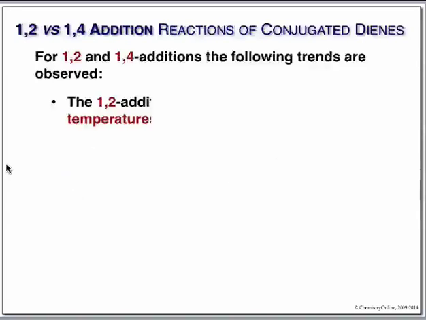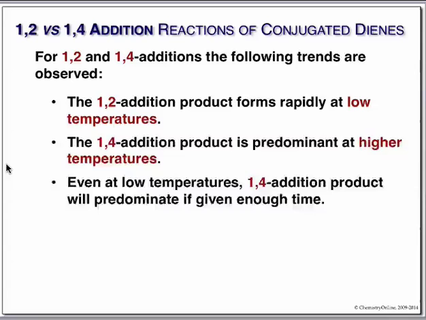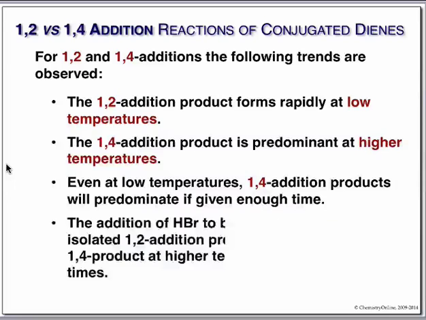We said the trends. 1,2 tends to form rapidly at low temperatures. 1,4 is predominant at higher temperatures. And even at low temperatures, 1,4 will predominate if you give it enough time. What that means is that we're forming 1,2 rapidly, and that 1,4 is the more stable product. So it's an equilibrium. We can do addition and elimination, and eventually work ourselves to the 1,4 addition product.